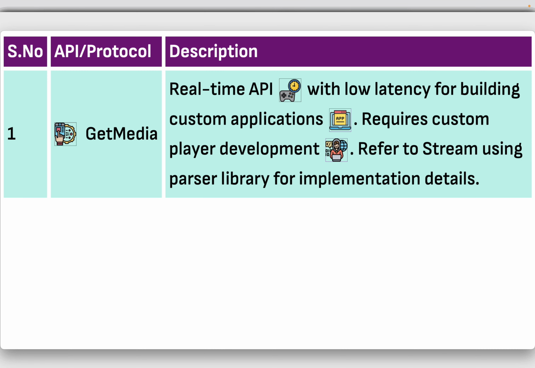So I will just talk about a few of the important APIs. The first one is GetMedia. You can use the GetMedia API to build your own applications to process Kinesis Video Streams. GetMedia is a real-time API with low latency. To create a player that uses GetMedia, you must build it yourself. For information about how to develop an application that displays Kinesis Video Streams using the GetMedia API, you can check out the streams parser library.